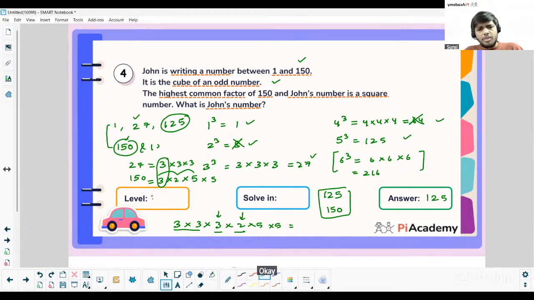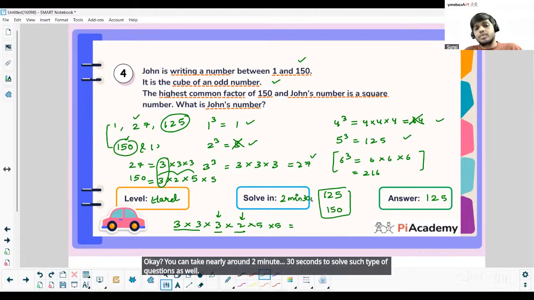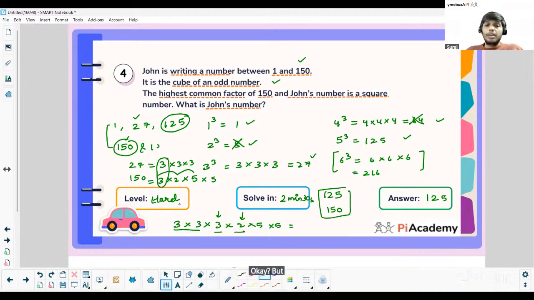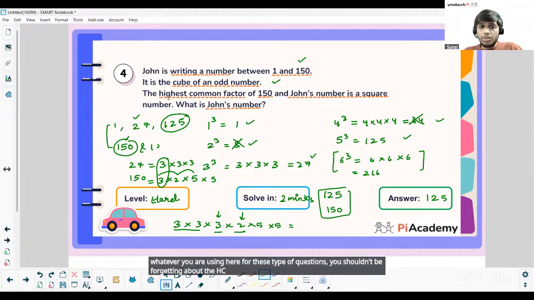Now these type of questions come under hard level questions. You can take nearly around 2 minutes 30 seconds to solve such type of questions as well. But yes, you have to remember the fundamental theorem you are using for these type of questions, and you shouldn't be forgetting about the HCF. You should know how exactly to calculate it, or what exactly is an odd number or a cube number. You should have an idea of this.